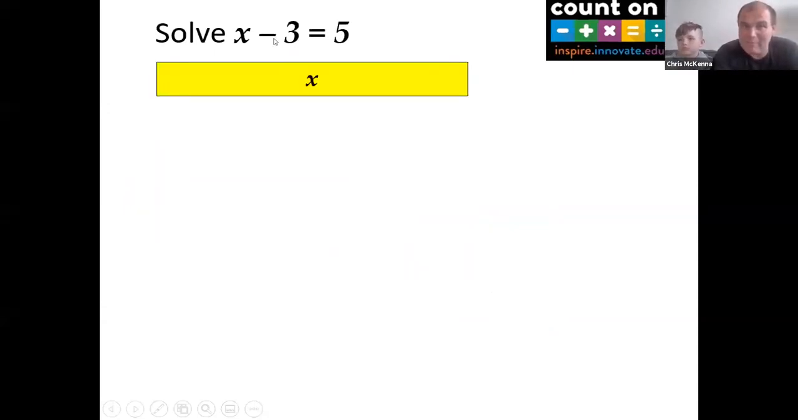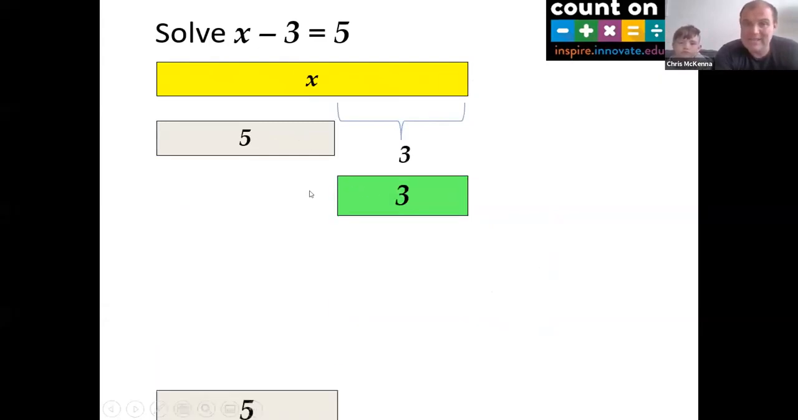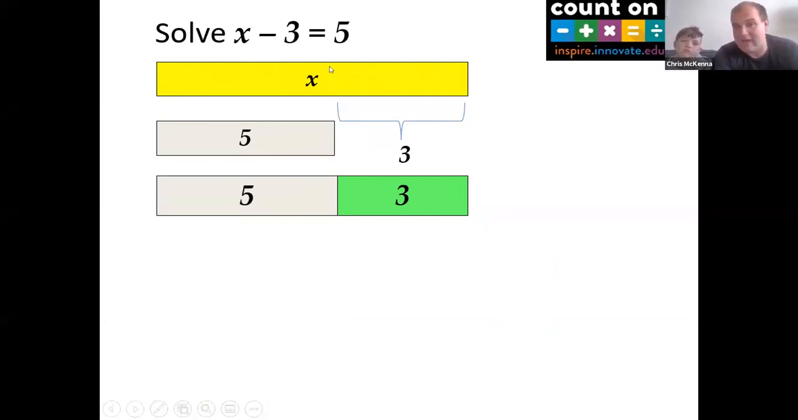Again, if we were looking at a bar model for this, we start with x. Now, if I take away 3, so if I take a bit 3 away from it, I'm left with 5. So that means this 3 and this 5 gets you your total bit of x. So you can see, to find out what x is, you have to add 3 onto the 5.